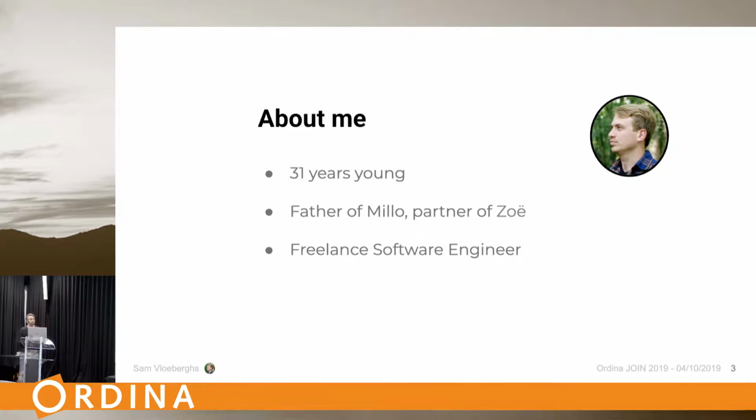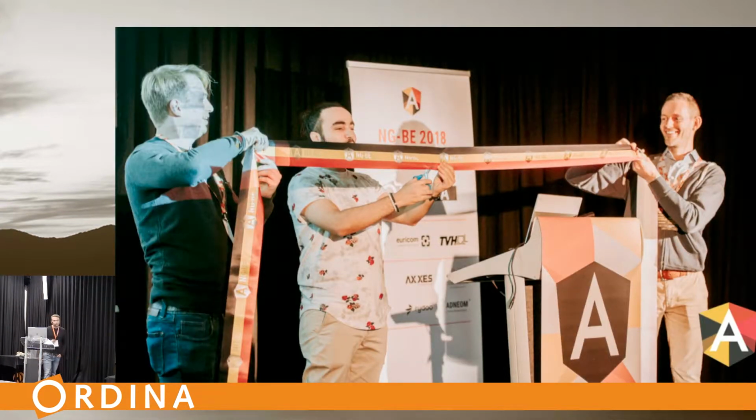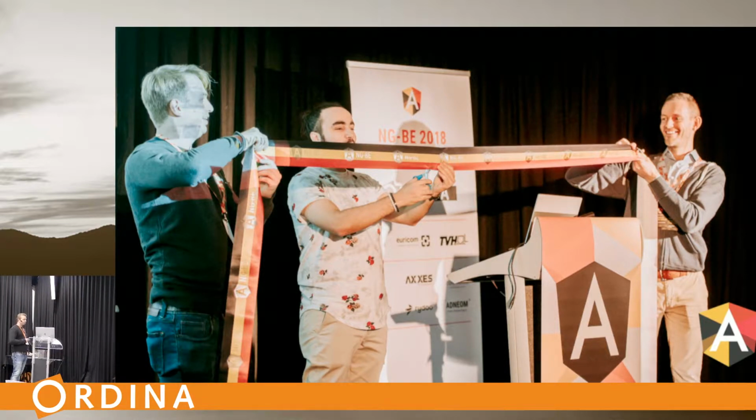First, a short introduction about me. I'm 31 years young. I recently became a father of Milo, given by my beautiful girlfriend Zoe. And I'm a freelance software engineer. I'm also the co-organizer of NGBE, the Belgian Angular Conference, and also of the Angular Belgium meetup. And again, this year, beginning of December, we're organizing our 4th edition. And I have to thank our sponsors, and especially Ordina, who is the main and platinum sponsor of this event.